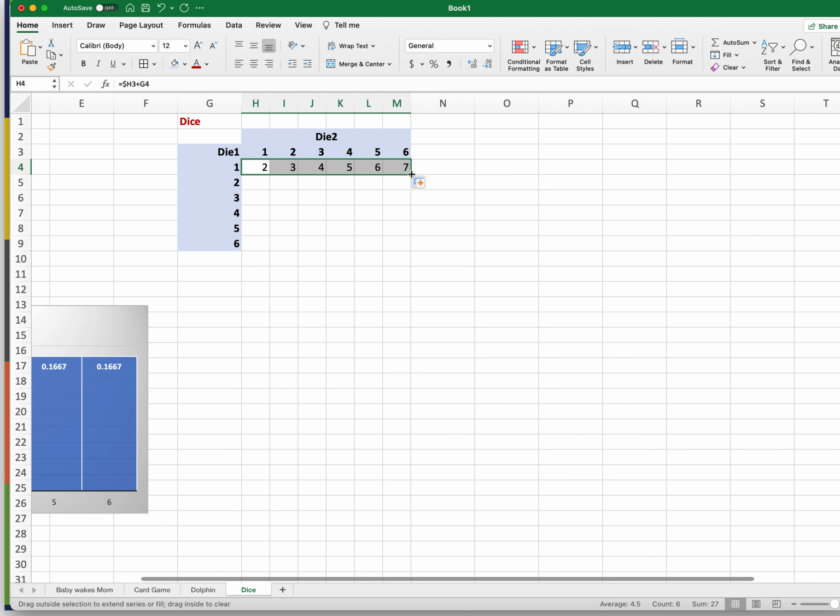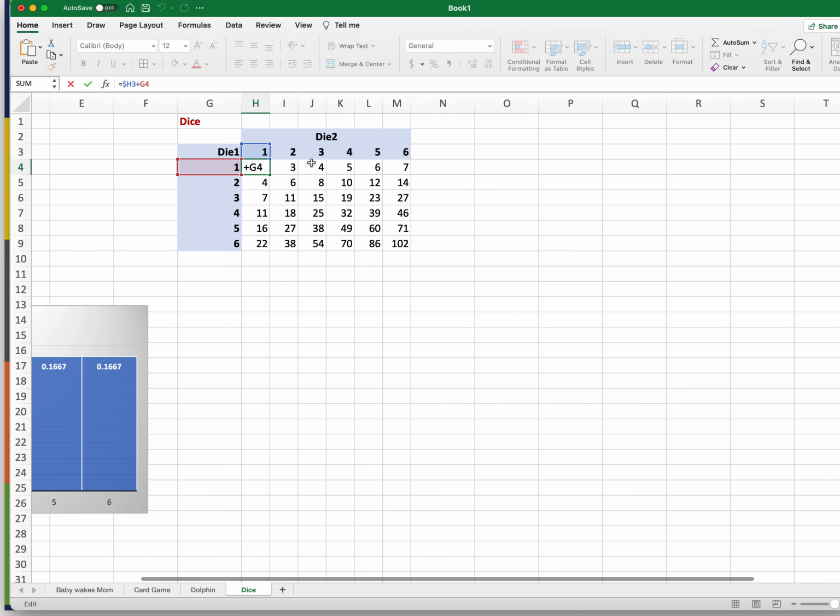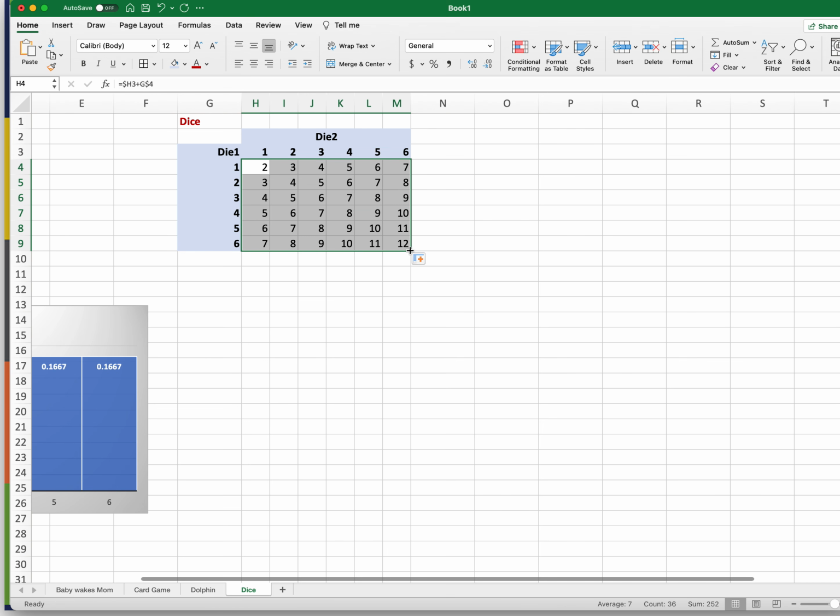So if I roll them down this way, what do I get? That doesn't really work. 2 plus 1 should be 3. Oh, I've got to make the $ sign here. Let's see if that works. Yep, that works. 6 and 6 is 12. 5 and 4 is 9.